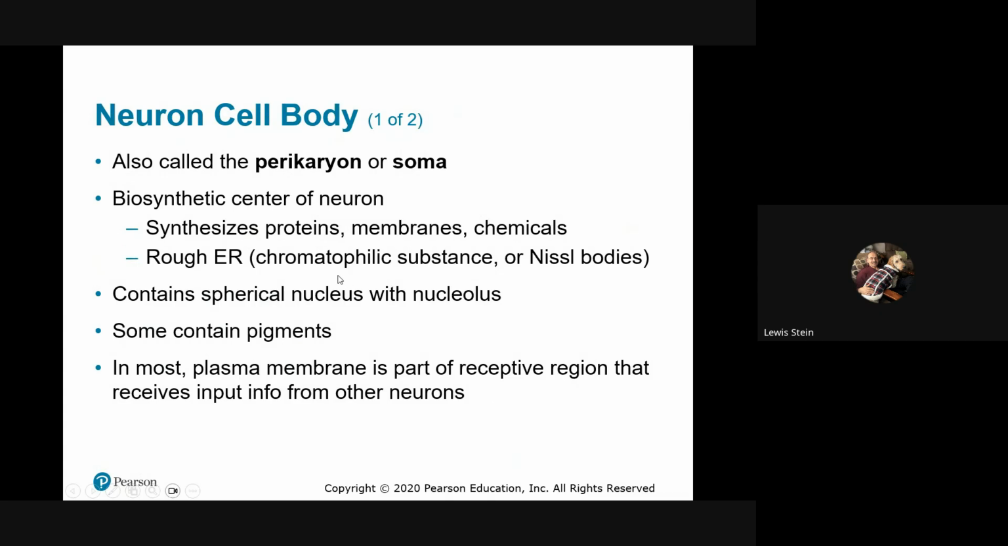And very often they're pigmented, with a lot of the neurotransmitters and other chemicals they make. Chromatophilic is a name for pigmentation. Chromatophilic means it likes color. The cell bodies are just one of them. That's how you pronounce that. And they're made in the rough endoplasmic reticulum. They've got a nucleolus. The plasma membrane is part of the receptive area that receives the input.